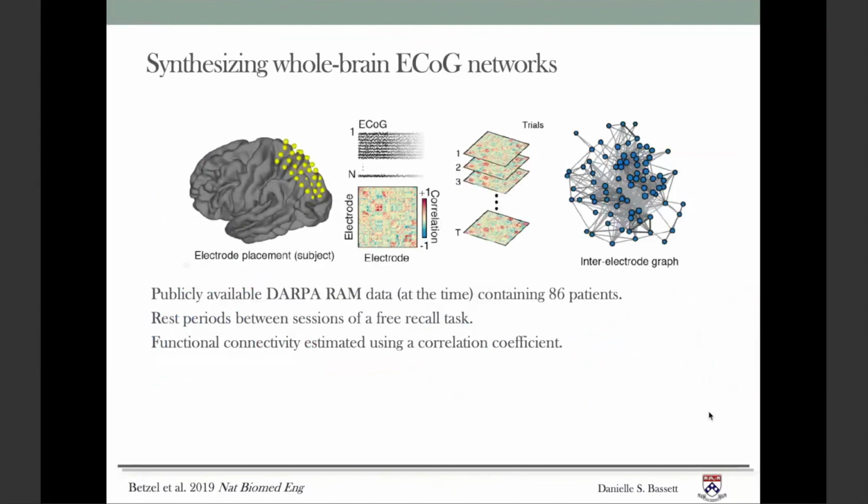To address this aim, we used publicly available data from the DARPA RAM project. At the time that we downloaded the data, there were 86 patients in the cohort. There are now over 300. And so this is a really beautiful public resource that anyone can use for similar types of questions. We extracted resting state periods in between sessions of a free recall task because we were interested in endogenous and intrinsic activity in the brain. And then third, we estimated functional connectivity using a simple correlation coefficient, although there are obviously other ways that we could do that in a more sophisticated way.